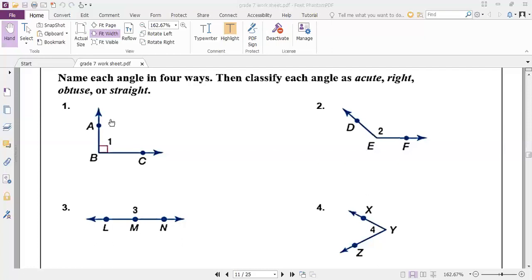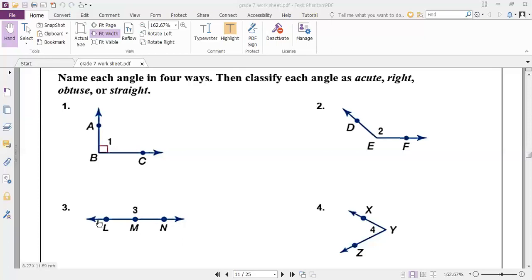Again, remember: the angle ABC in shape number 1 is a right angle, because the square means 90 degrees, and an angle of 90 degrees is a right angle. In shape number 2, this angle is greater than 90, so it is an obtuse angle. The angle DEF or FED is obtuse.